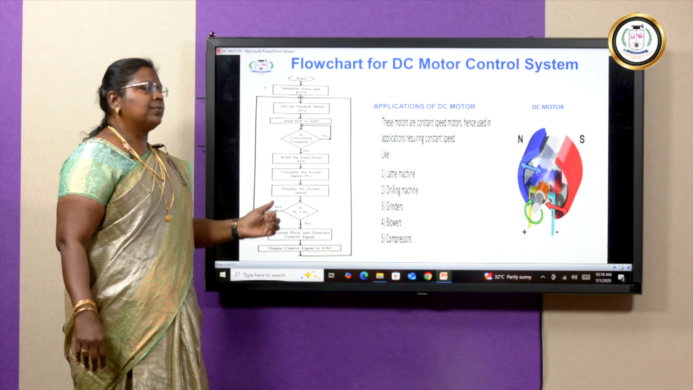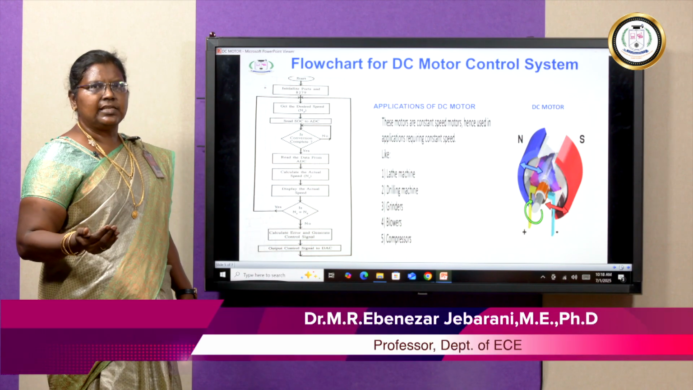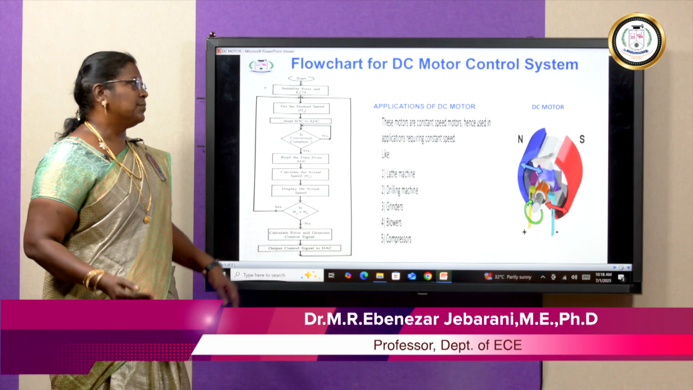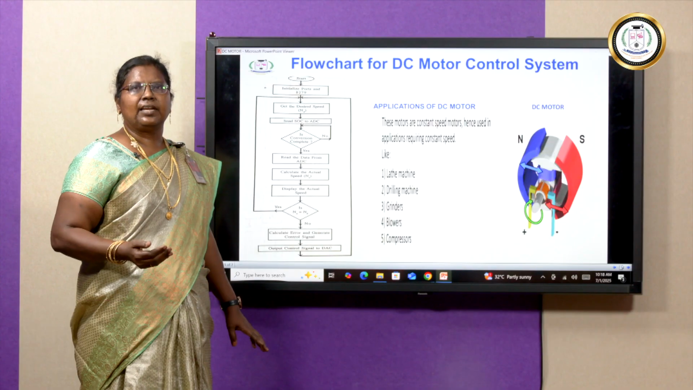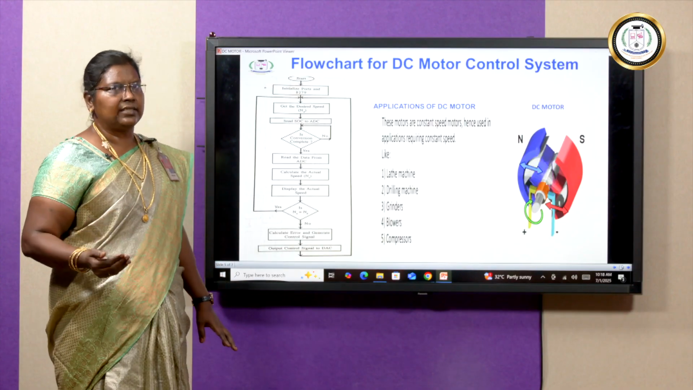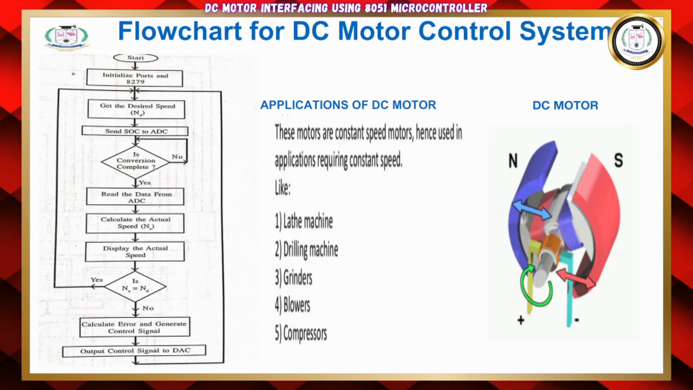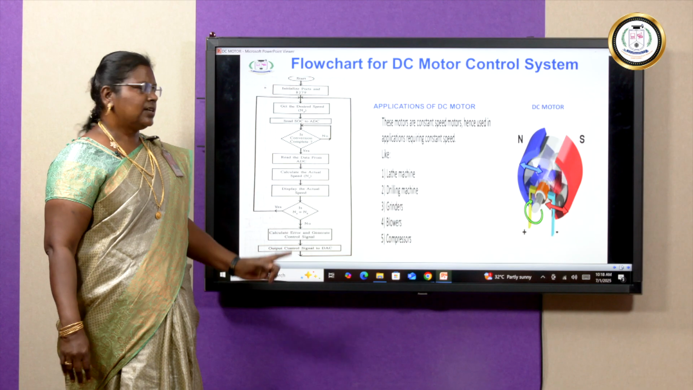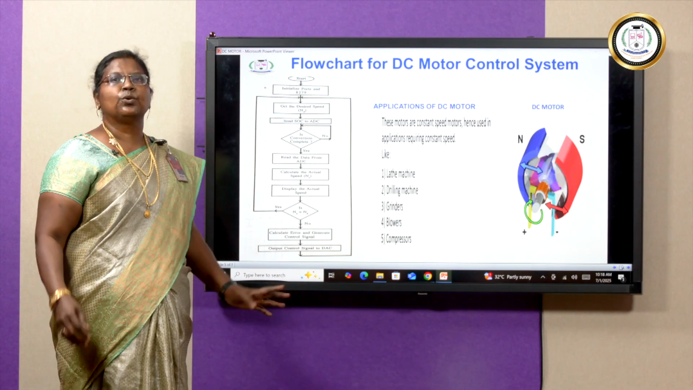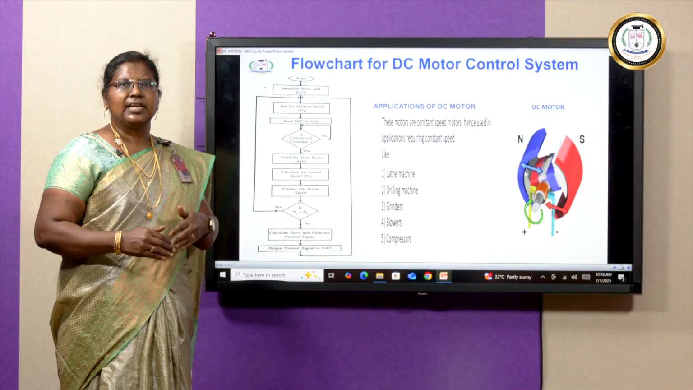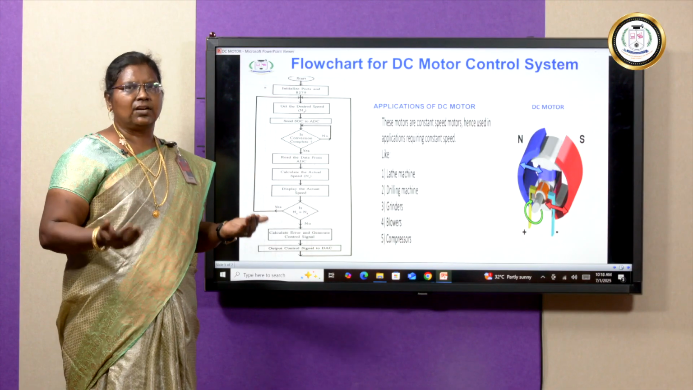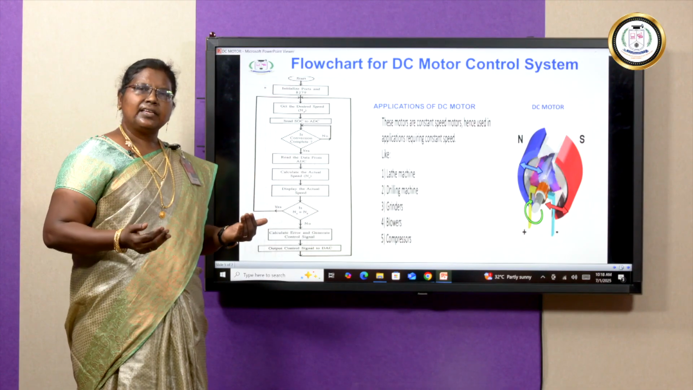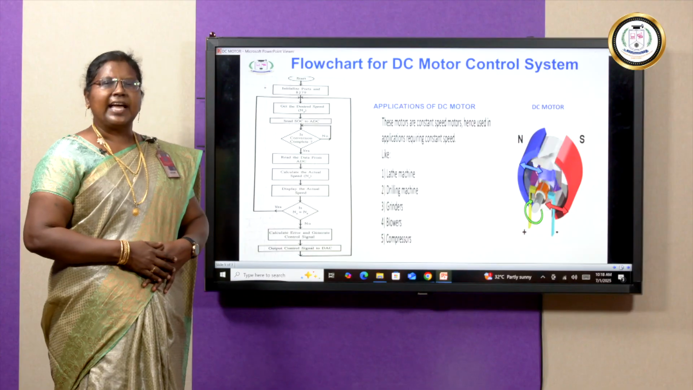Already we discussed where we are going to use this DC motor. The applications of the DC motor are in our day-to-day real-time life. It is used in lathe machines, drilling machines, grinders, blowers, as well as compressors. It is not limited to this; more and more applications are available. So with this, I conclude this lecture. Thank you so much.